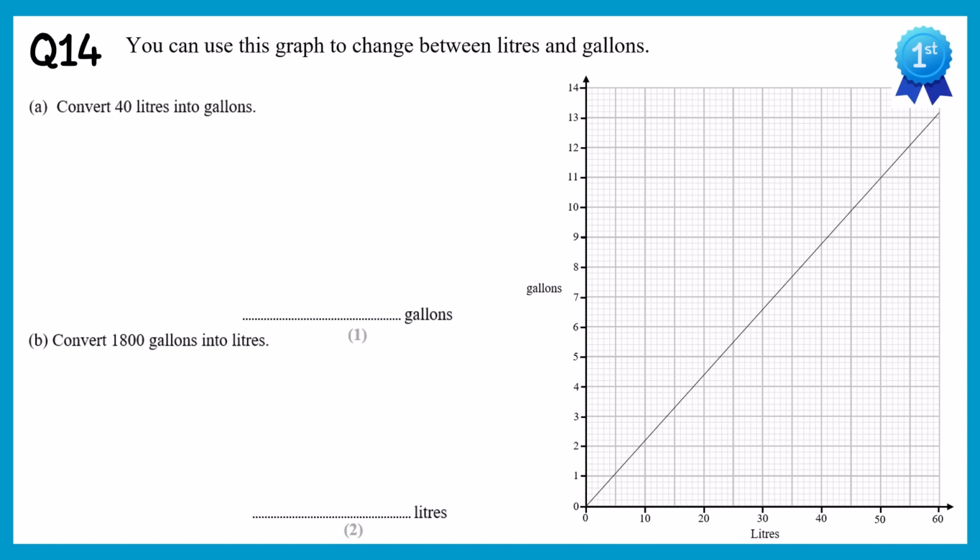In the first part of this question, we need to convert 40 litres into gallons. We can see that litres is on the bottom axis and 40 litres is here. If we draw a line up to the line in the question, and then horizontally across, we can find out how many gallons it is.